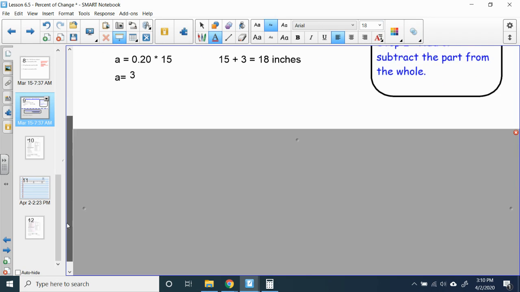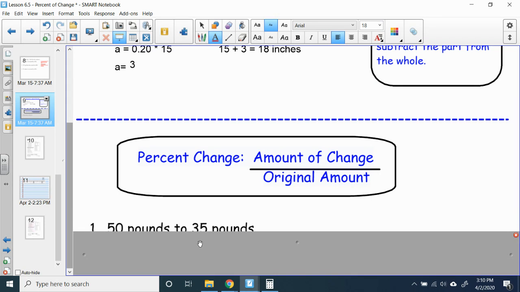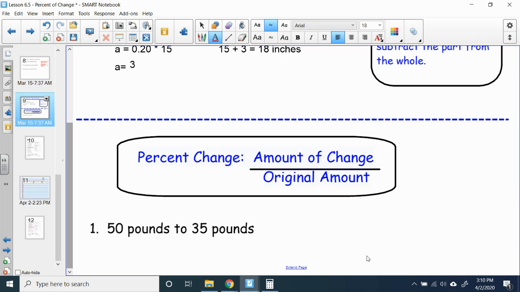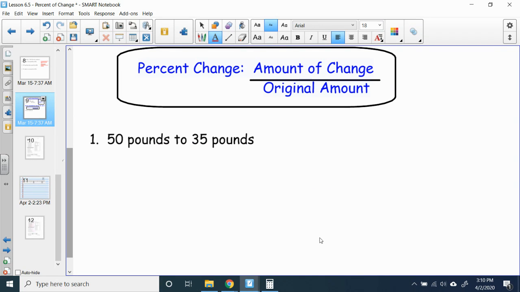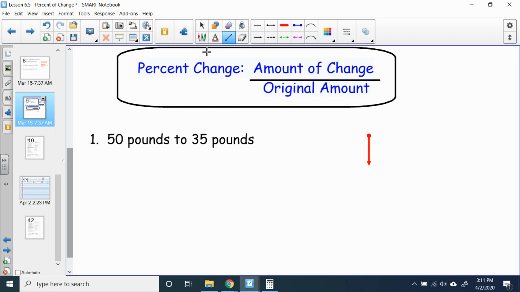The second type of problem that we did last week was finding the percent of change. Again, you should have this in your notes. If you don't, you're going to want to add that in because it is going to be very important for us. For the percent of change, we need to figure out how much it changed. Here I have 50 pounds and we're going to 35 pounds. Is that an increase or a decrease? It is a decrease. So I'm going to say it's a decrease, to remind myself that it's going down.